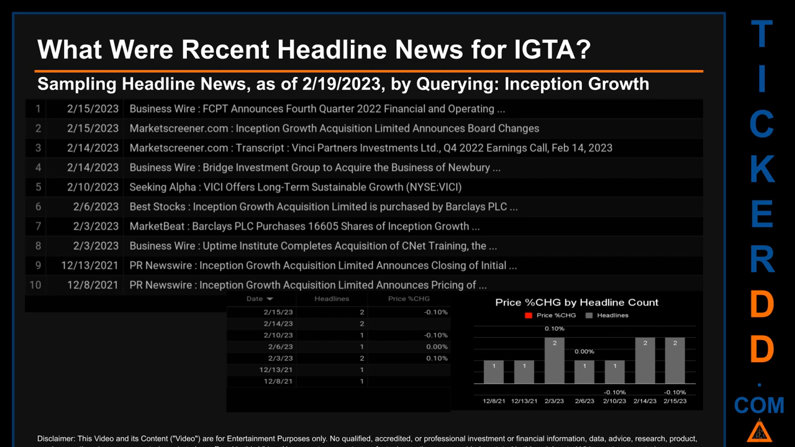Correlated or not, as it happened, the stock price for IGTA on those publication dates respectively saw a jump of 0.10% when comparing the day's opening versus closing price. The latest publication date of Wednesday, February 15, 2023, was actually the day with the lowest percentage change in price. It saw a price jump of 0.10%.